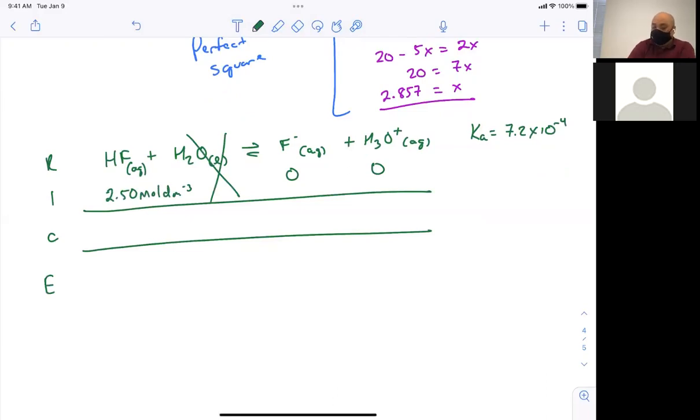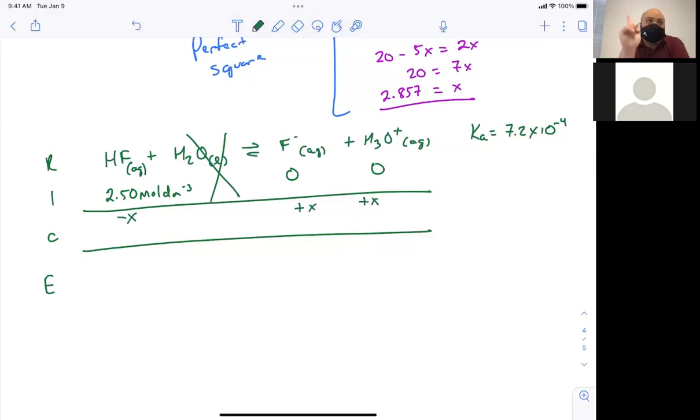So what are my change values or variables here for each of these? In terms of X, what are my change values? Plus X on the right side, minus X on the left side, because you have 0 products, so it has to increase.